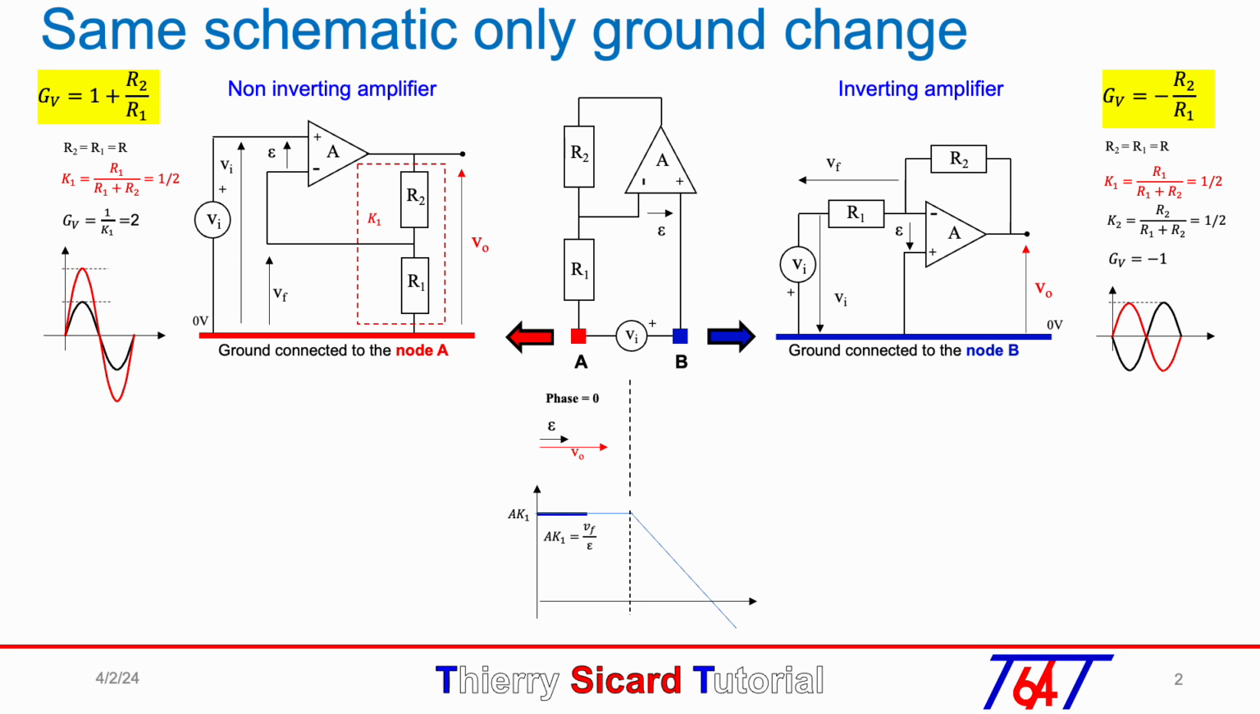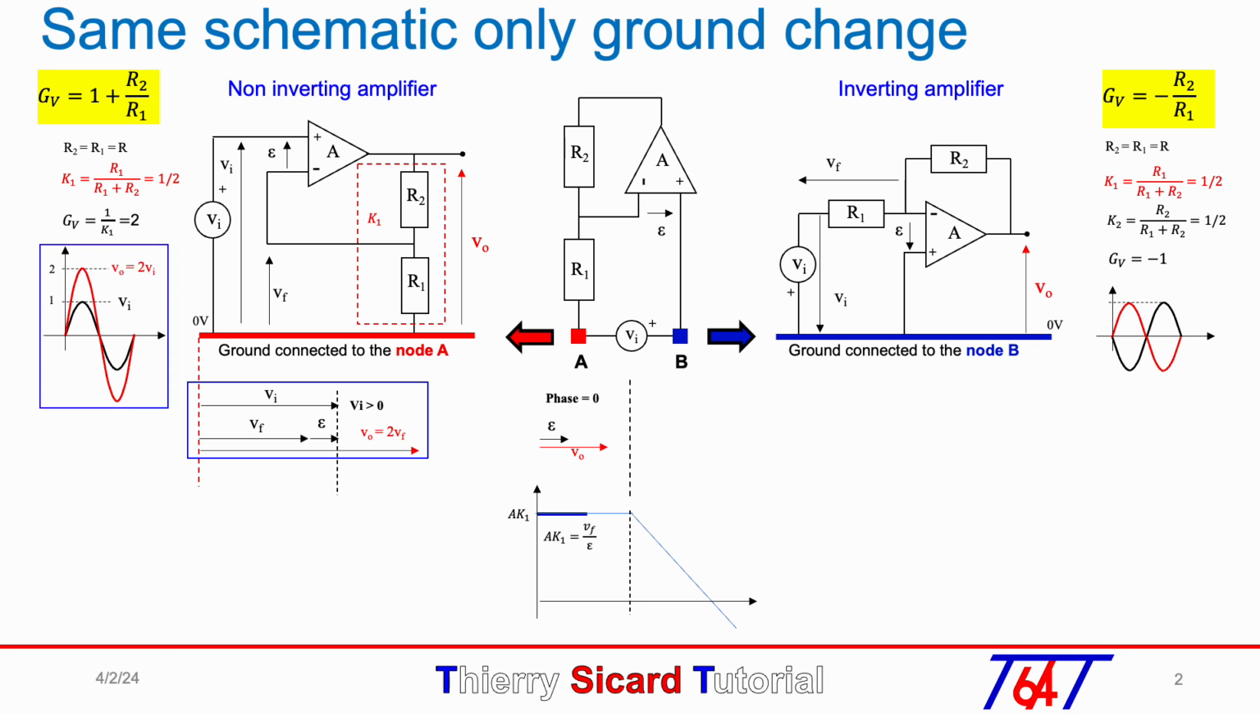For the vectorial diagram, vectors Vin and Vf are referenced to the 0 volt noted with a red dotted line. For the non-inverting amplifier, Vin is positive and Vf plus epsilon equal Vin. Of course, if the gain A times K1 is high, epsilon will be negligible, so Vin equal Vf, and as Vout equal to Vf, the closed loop gain is equal to 2.